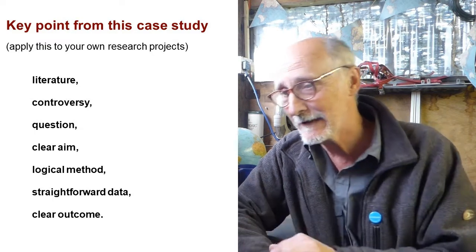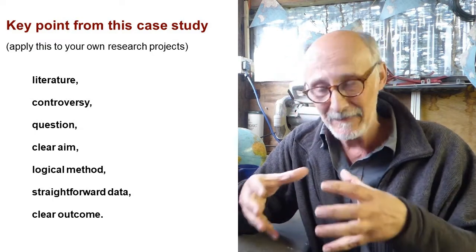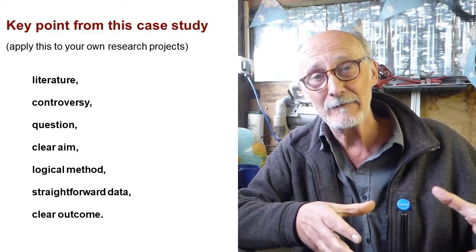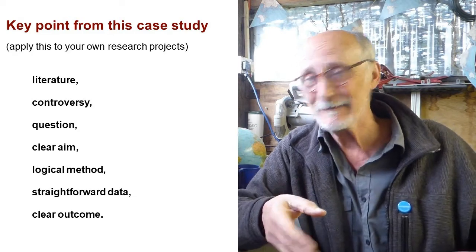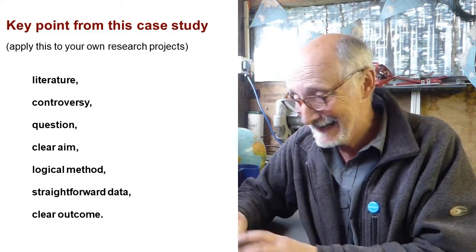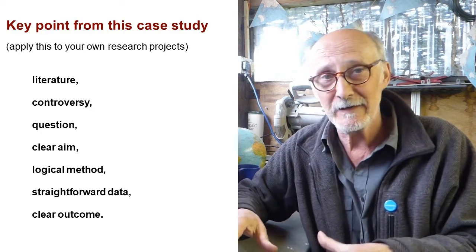And the key points to take away are these. There was a beginning in the literature. People had been working on this previously, they'd come up with lots of ideas, but there was controversy. People hadn't yet sorted out which ideas were good and which ideas were bad.